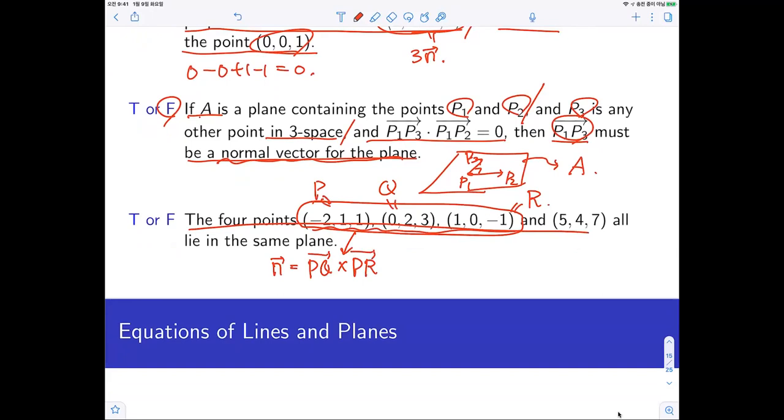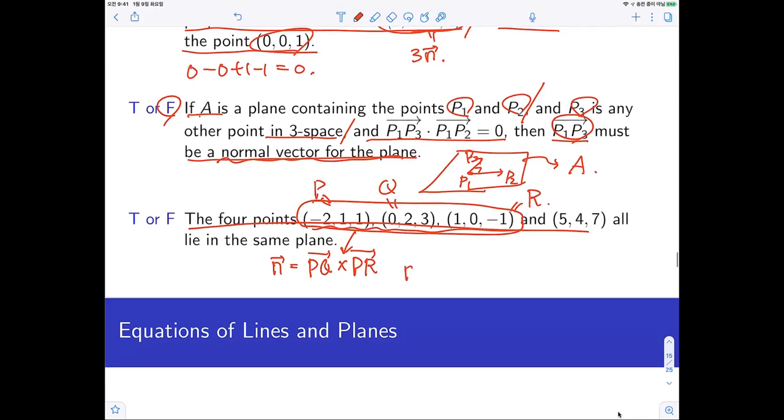After that, we write n dot (x minus p) equal 0. Then this is the equation of the plane. And after that, you check that these points satisfy this equation, then these four points are on the same plane. Or if not, then they are not on the same plane.